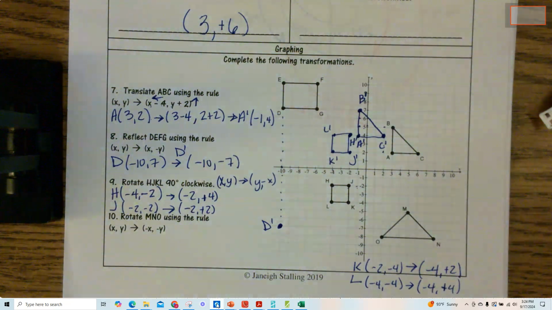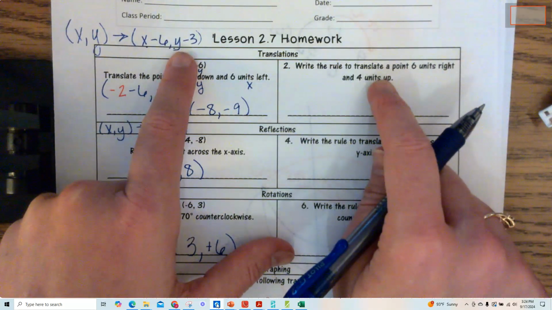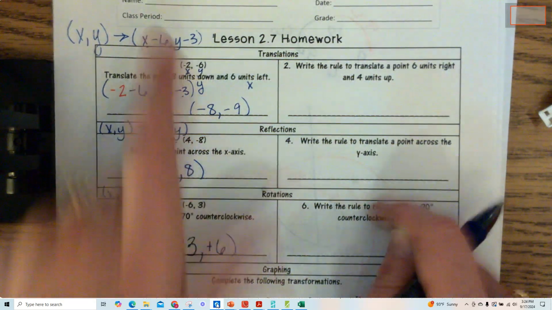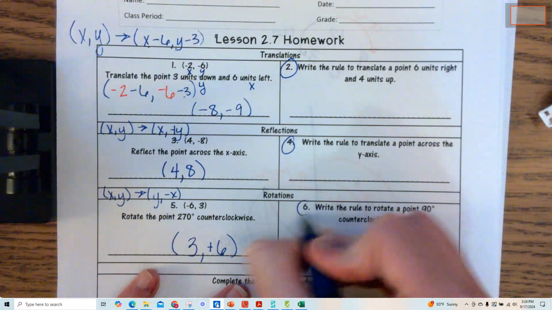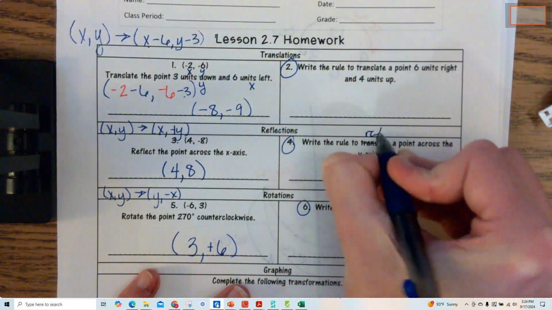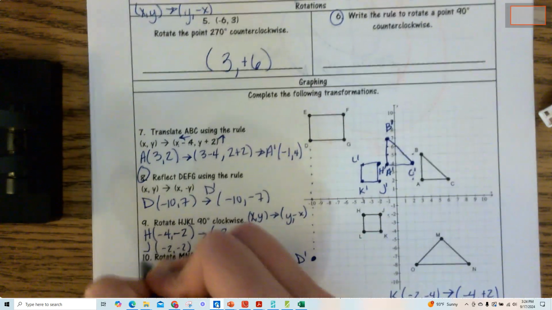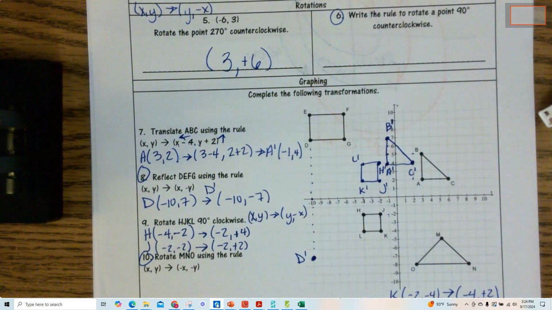All right, so your task, all you're doing is you're writing the rules. Okay? So like they're going to look like this. They're going to be different, but they're going to look like that. 4 should say write a rule to reflect a point across the y-axis. Okay, and then you're going to finish up 8 and then use the rule on number 10. We've got about 16 minutes in class. If you've got your notes done, you can probably get this done before the end of class. Okay?